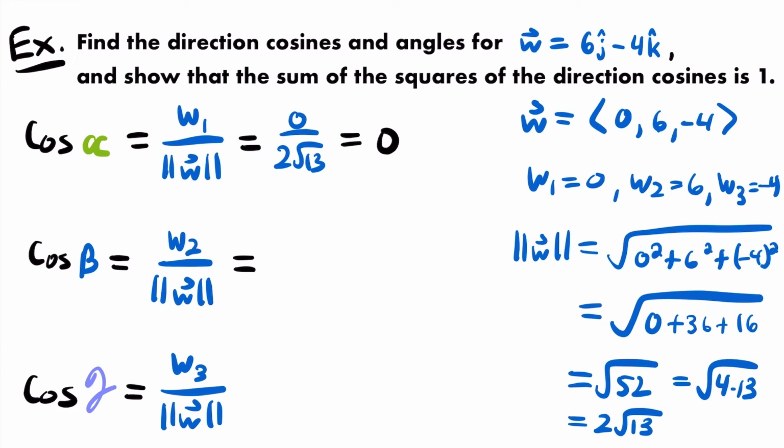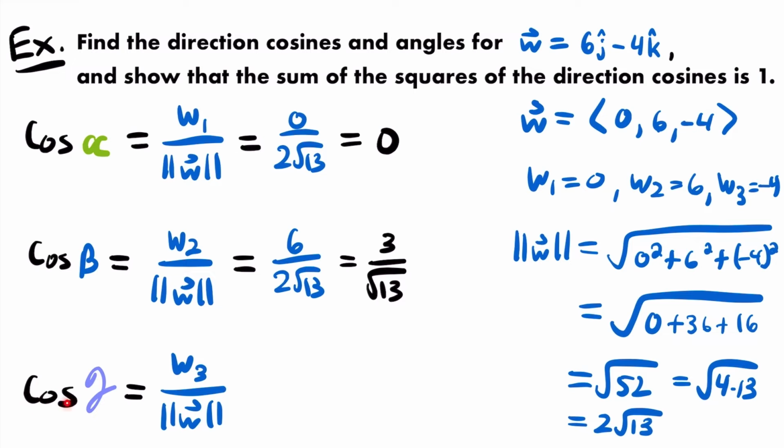For cosine of beta, we'll have W2 divided by the magnitude of vector W. So we have 6 divided by 2 square roots of 13. So I'll write that down. We have 6 divided by 2 square roots of 13. And then to simplify, 6 is divisible by 2. It's equal to 3. So this is equal to 3 divided by the square root of 13.